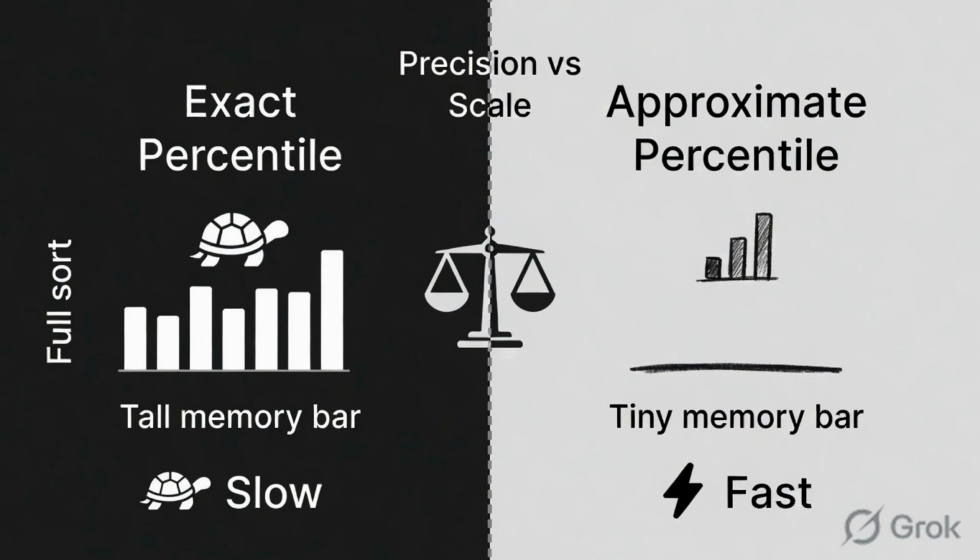The philosophy is clear. When you're monitoring live systems and need fast, reliable percentiles for alerting or dashboards, approximate wins. You trade a tiny bit of precision for massive performance gains. Use exact only when every decimal point is legally or financially critical. Choose smart, and your queries stay fast without losing meaningful insight.